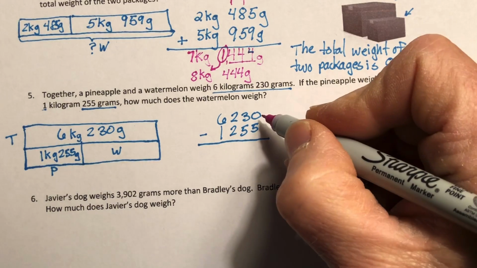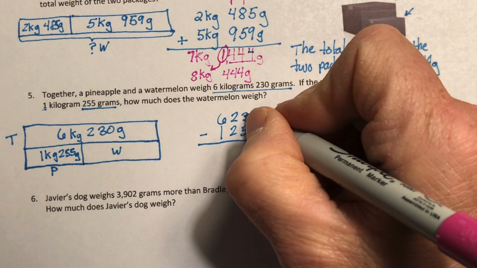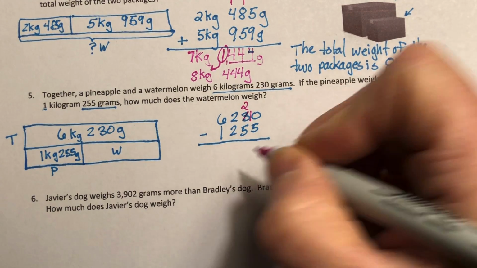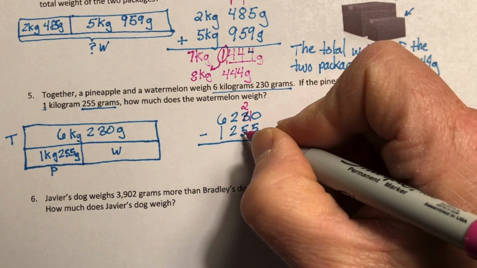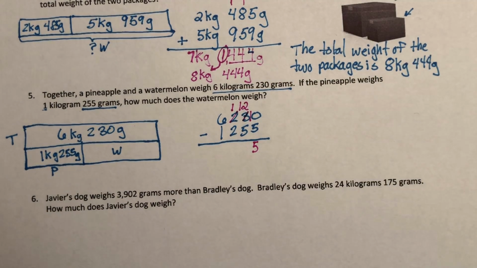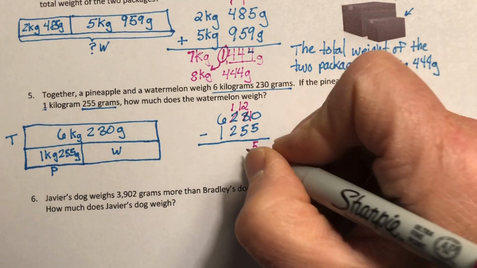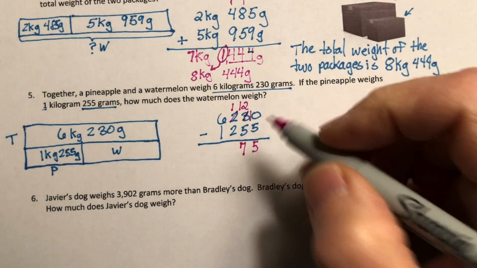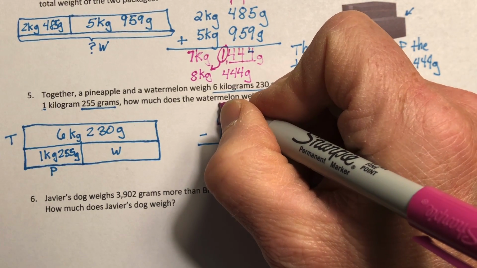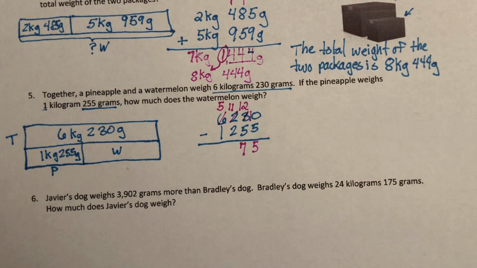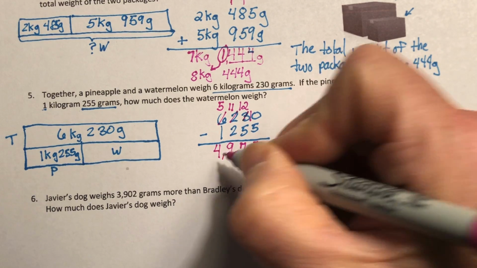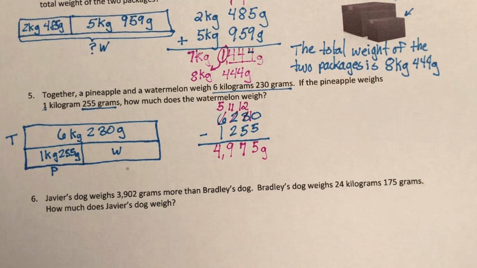All right. 0 minus 5. I can't do that. So I cross out the 3, make it a 2. Then I make that a 10. 10 minus 5, I can do that. That's 5. 2 minus 5, can't do that. Cross out the 2 in the hundreds place. Leave 1. Make the 2 into a 12. 12 minus 5 is 7. Great. Then I've got 1 minus 2. Can't do that, so I need to come to the thousands place. Borrow 1 from the 6. Leave 5. Make that an 11. 11 minus 2 is 9. And then 5 minus 1 is 4. So I end up with 4,975 grams.